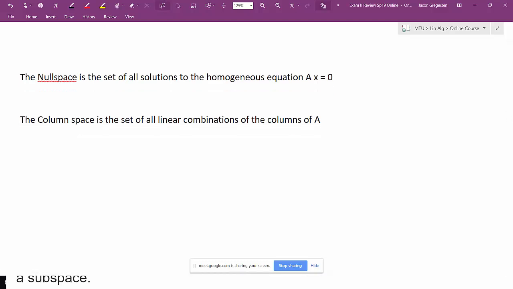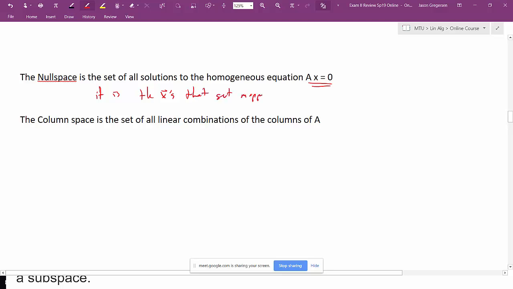All right, so those are the 2 special spaces we're going to focus on. The null space, the set of all solutions to the homogeneous equation Ax equals 0. And the column space, the set of all linear combinations of the columns of A. Null space, the set of all solutions to the homogeneous equation Ax equals 0. In other words, it is the x's that get mapped to 0. Now, we have to know the definition, solutions to Ax equals 0, because that tells us how to find them. All we do is solve the homogeneous matrix equation. Augment with 0, row reduce, find our solutions. That's how we find the null space.